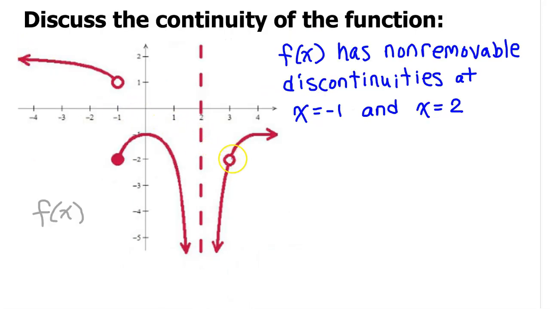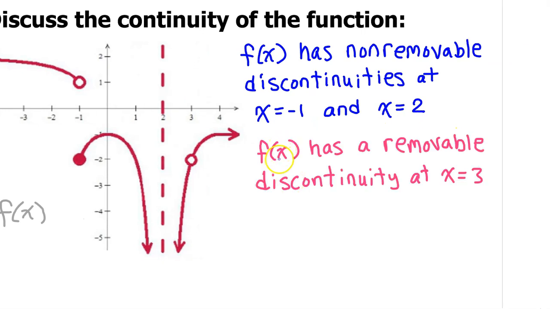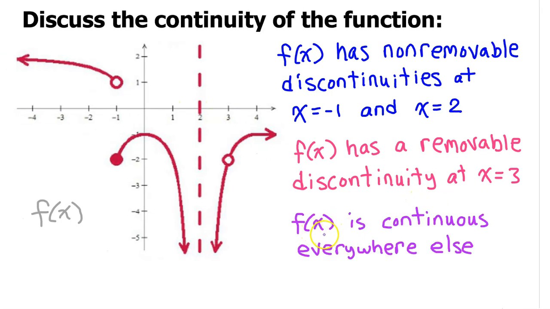Remember, a removable discontinuity is a hole. An asymptote or a jump is a non-removable discontinuity. So we begin by saying f of x has non-removable discontinuities at x equals -1 and x equals 2. Then we add f of x has a removable discontinuity at x equals 3. Finally, we conclude by saying f of x is continuous everywhere else. That's how you discuss the continuity of a function.